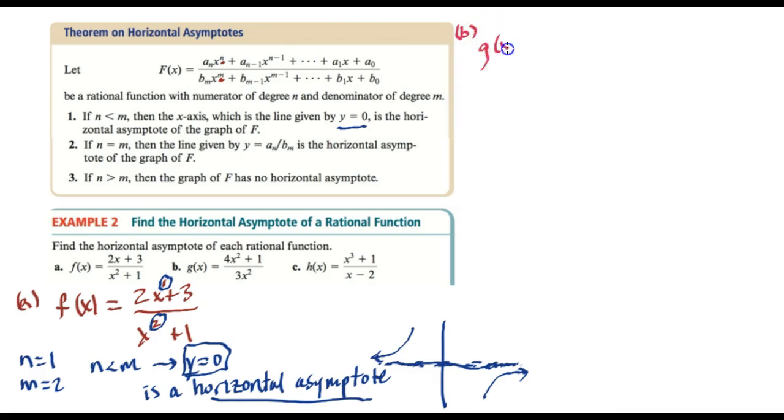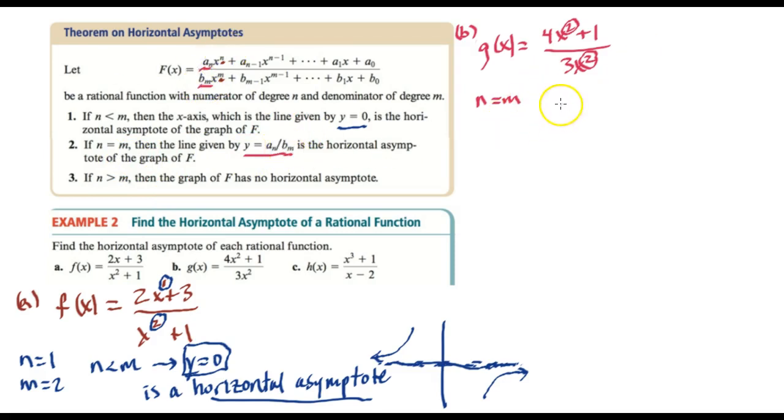We have g of x equals 4x squared plus 1 over 3x squared. All right, once again, all we really care about is the leading exponent. So as we can see, we have the same leading exponent. So since we have the same leading exponent, that means n is equal to m. So that tells us we need to look at the ratios of the leading terms.